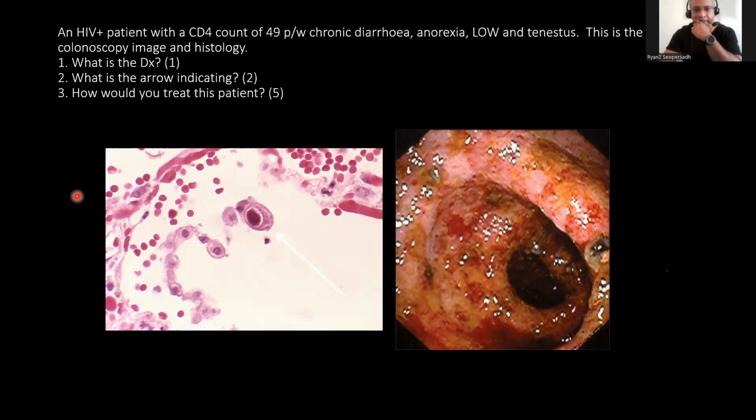Do we have any takers in the house here? She has a very low CD4, guys. Intractable diarrhea. What are your considerations here?